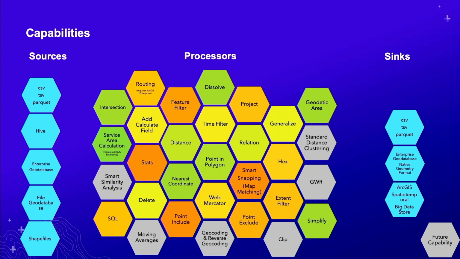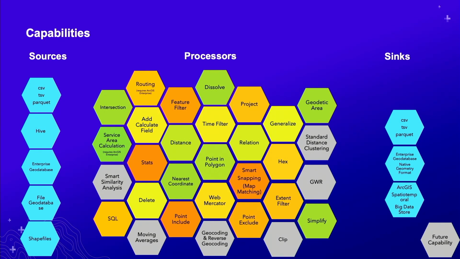In the middle, you are looking at the currently available processors, except the gray ones. Gray ones are planned for the future. To highlight a couple of popular ones, processor Point Polygon is very popular. This is the processor that you use to enrich massive point data sets with attributes from polygon data sets. Processor Distance and processor Intersections are other ones that are very popular.